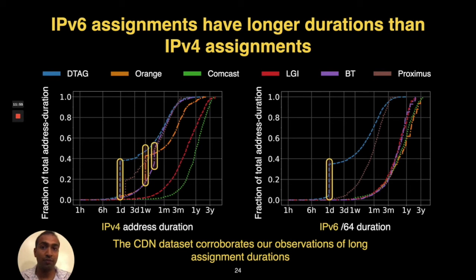And more generally, we find that the v6 curves for these ISPs are shifted to the right for most ISPs, indicating longer IPv6 assignment durations. We were also able to corroborate our observations of long IPv6 assignment durations on a broad scale using the CDN dataset. We cover these analyses in greater detail in our paper.